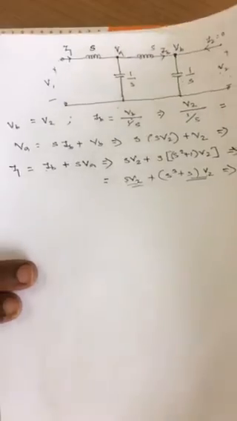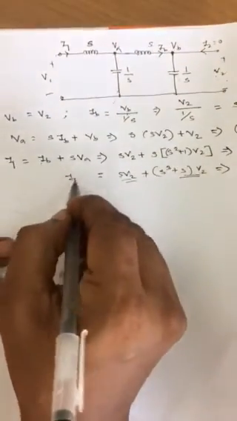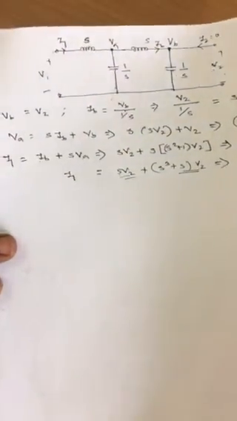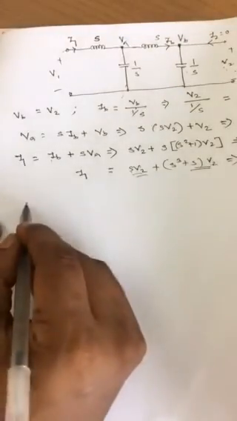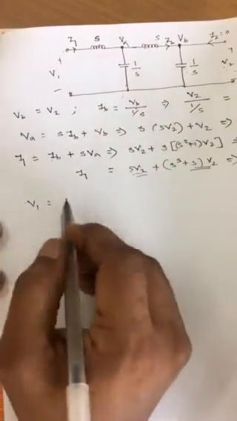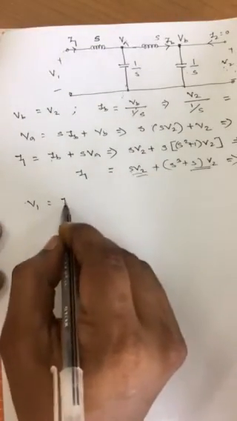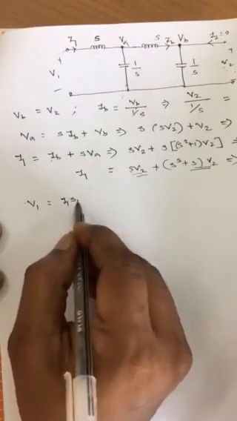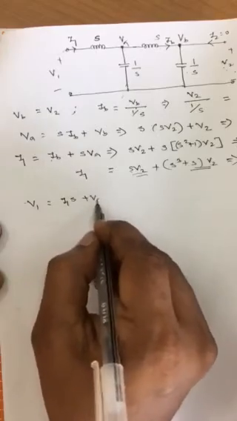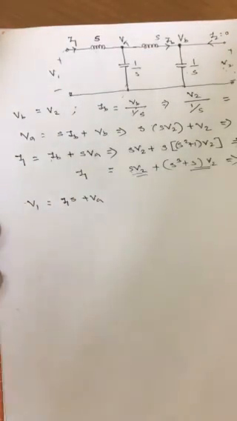Now we got I1 also. But yet we need V1. So let's find out V1. V1 is equal to the drop over here plus this voltage. So the drop is I1 S and VA, right? I1 S plus VA. Now I1 we already have, we have just calculated I1. So I can directly replace it.